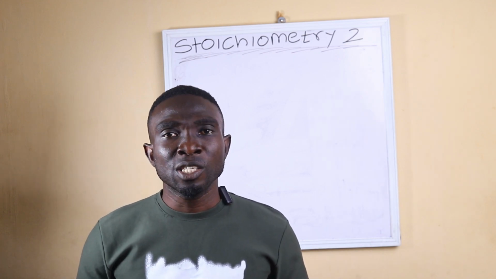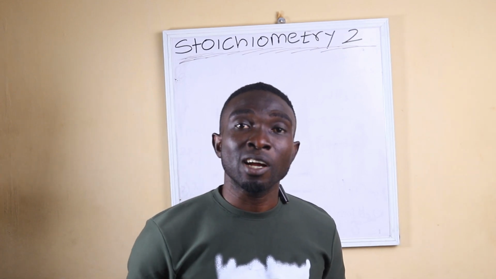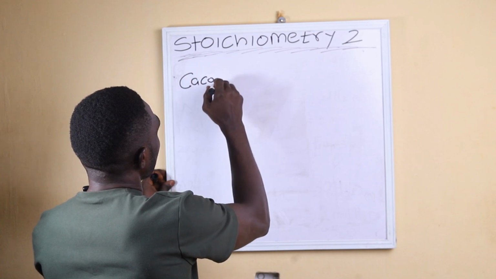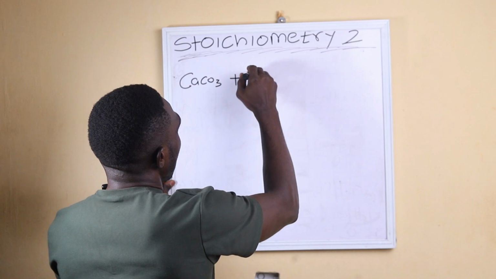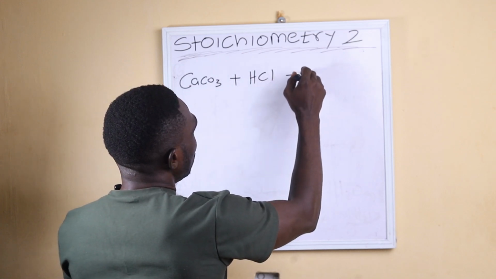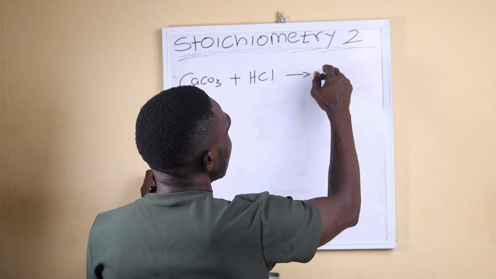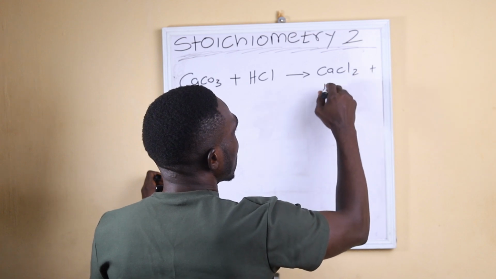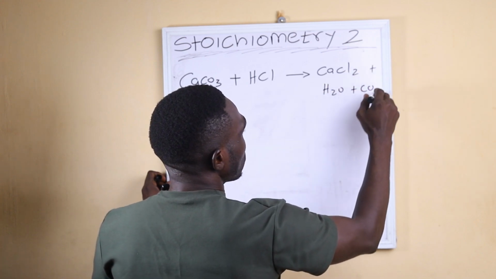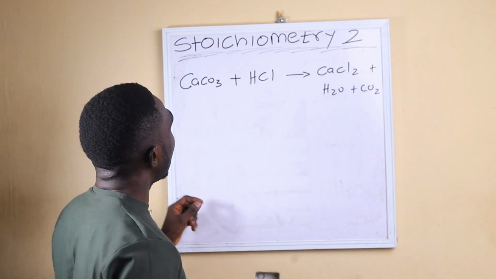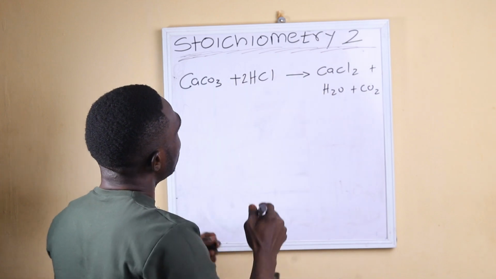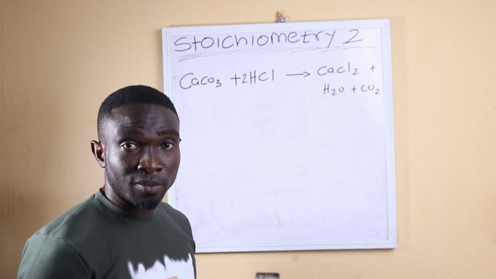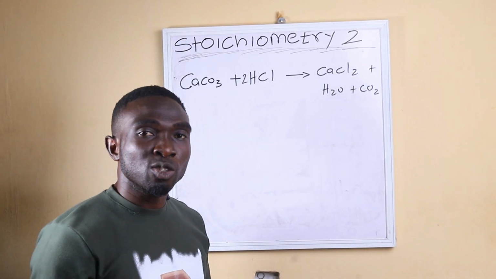For example, let us see what stoichiometry is all about. Let's consider the reaction between calcium carbonate and hydrochloric acid to produce calcium chloride plus water plus CO2. Now, when this equation is balanced, we are going to have 2 as the coefficient behind hydrochloric acid. From this balanced equation, how do we express stoichiometry?